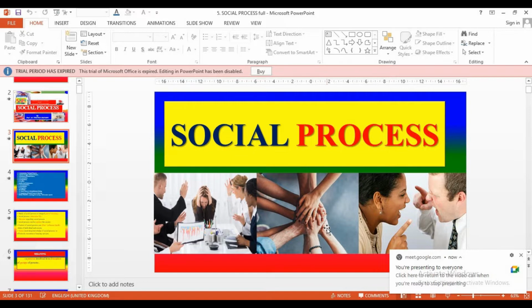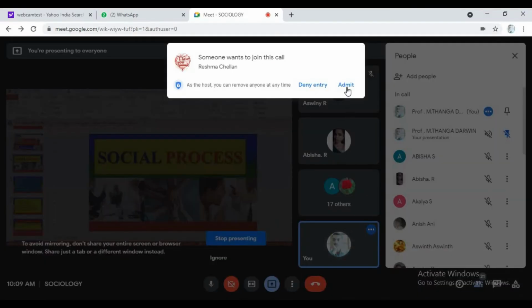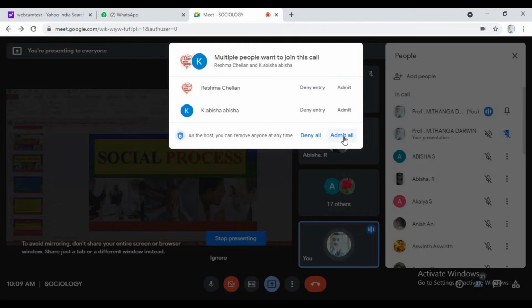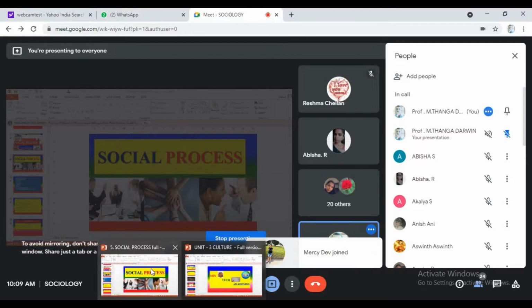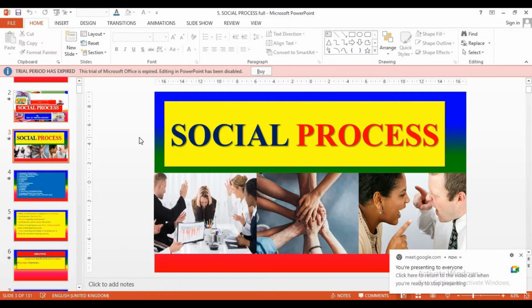Broadly speaking, there are two types of social process: associative and disassociative. But the maximum of people like the associative process. Everyone likes to be together, to associate with each other. But that is impossible. The disassociative process exists within every social setting, within the group. So this unit deals with that.